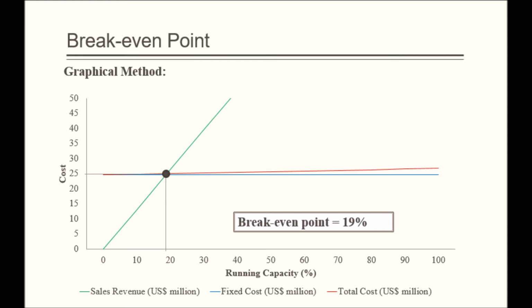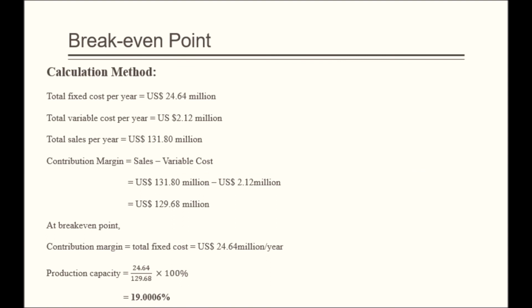So now I will discuss the break-even point. The break-even point can be determined by using the graphical method and also the calculation method. This graph shows the cost volume profit chart for the glycerol carbonate plant. As shown in the graph, the break-even point for the glycerol carbonate production plant is at about 19% of the production capacity. This is the calculation method to determine the break-even point. As a result, the production capacity is also 19%.